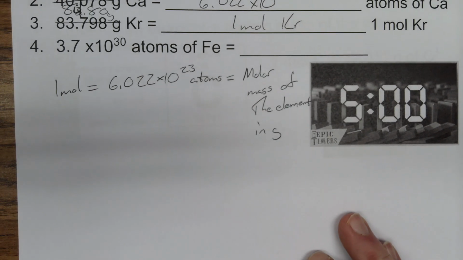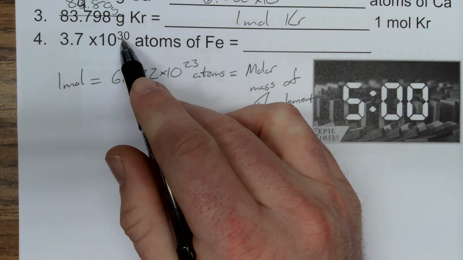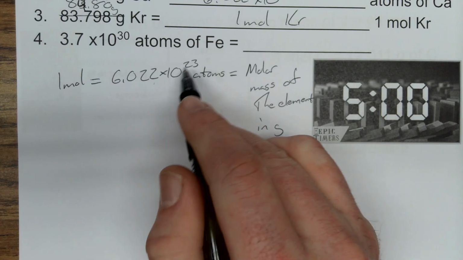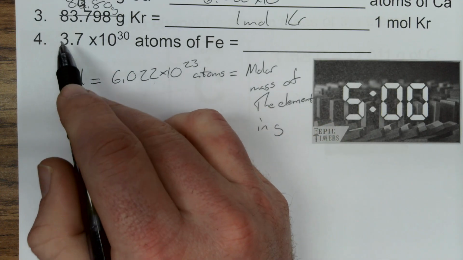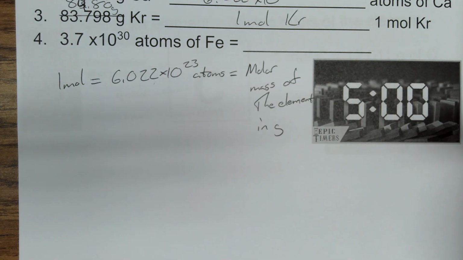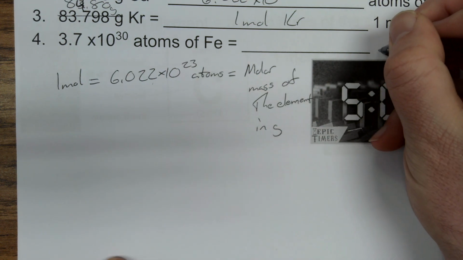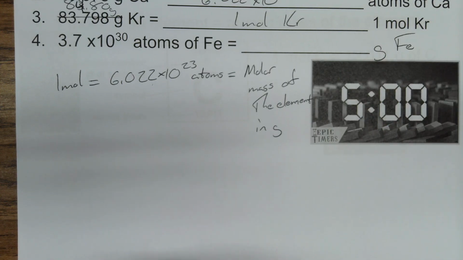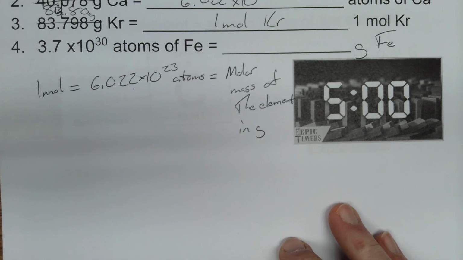But let's say I got a certain amount of atoms. Now I know that 1 mole of iron should only hold 6.022 times 10 to the 23 atoms, but I got 3.7 times 10 to the 30 atoms, and I want to find out how many grams of iron I have. So I need to do a little bit of math.